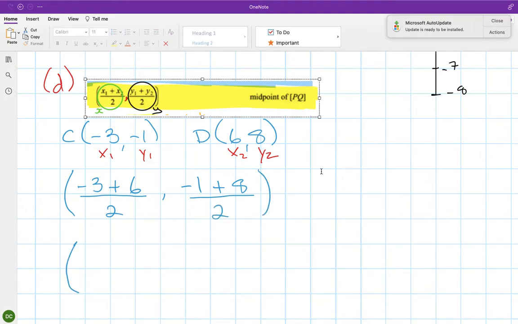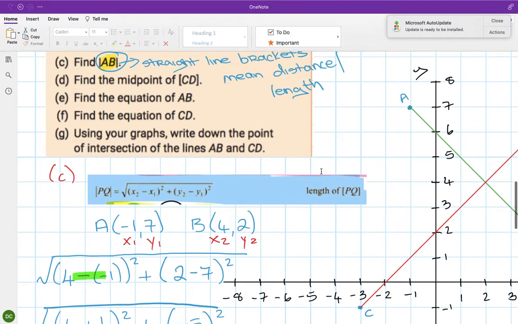Simplify. So -3 plus 6 is 3 over 2, and -1 plus 8 is 7 over 2. Neither of them, you can change it to 1.5 and 3.5 if you want, but I'm not going to.